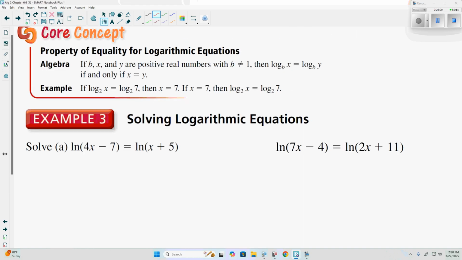Property of equality with logarithms. Again, this is just the one-to-one property again. If the logs are the same and are equal to each other, this is true if and only if what's inside is equal as well.